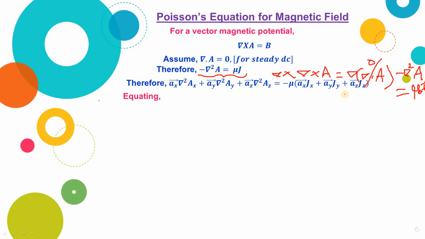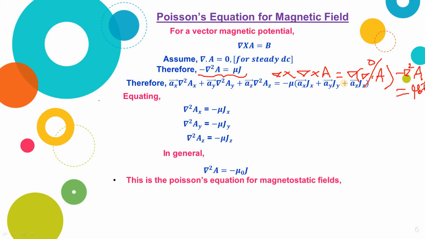If you equate both the sides, then what can we get? A beautiful expression we will get. Del square Ax is equal to minus mu into Jx. Del square Ay is equal to minus mu into Jy. Del square Az is equal to minus mu into Jz. These three equations you will get. So in general, we can say del square A is equal to minus mu naught into J.